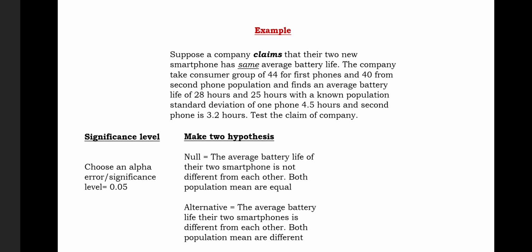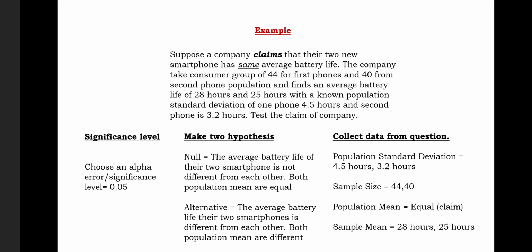Basically, in the example we are doing here, because we have two populations, we have two smartphones, the kind of test we will do here is a Z test. That will be a two sample Z test. So we will collect data from the question. We have the population standard deviations of the two smartphones, 4.5 and 3.2. We will take the sample sizes as well. The first smartphone samples were 44 phones, and the second smartphone samples were only 40 phones.